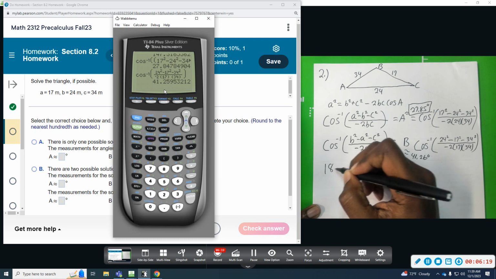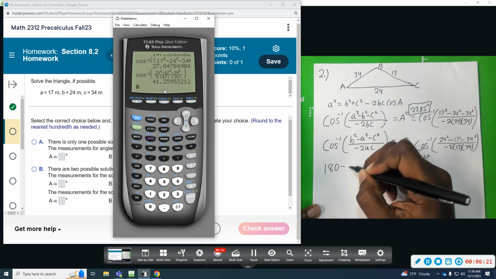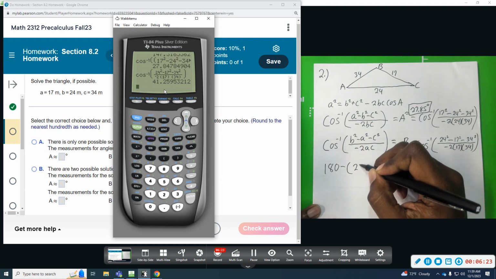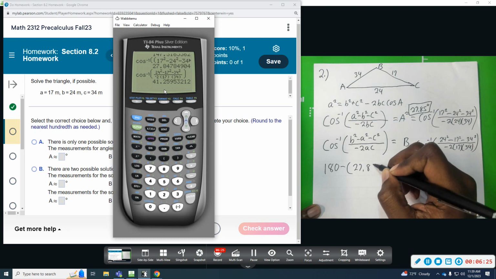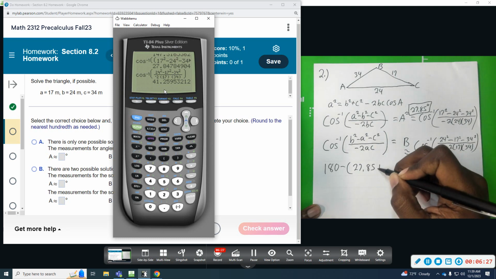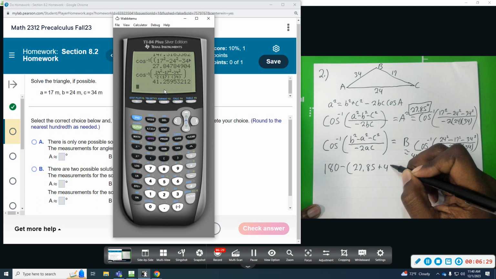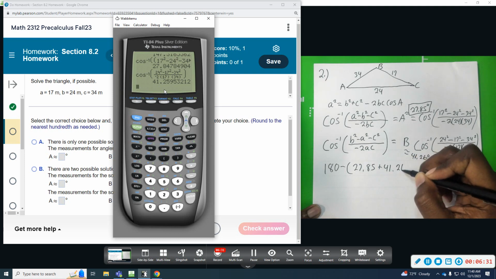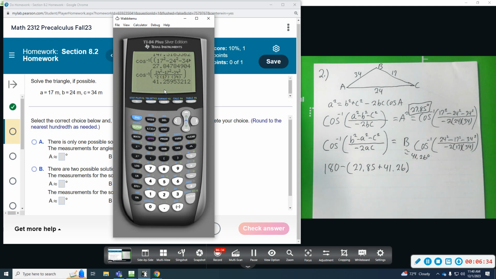So the sum of all the angles adds to be 180, and we're going to subtract the 27.85 and the 41.26 from 180 to find our third.